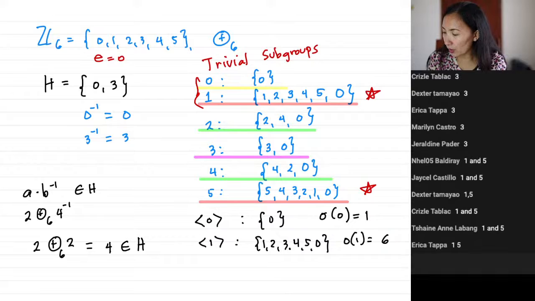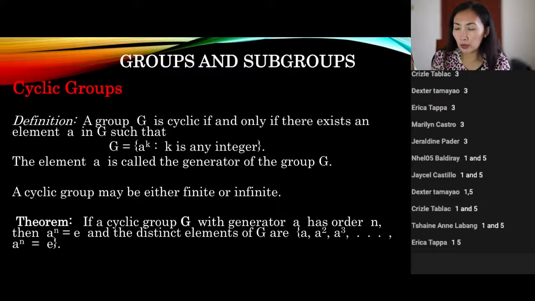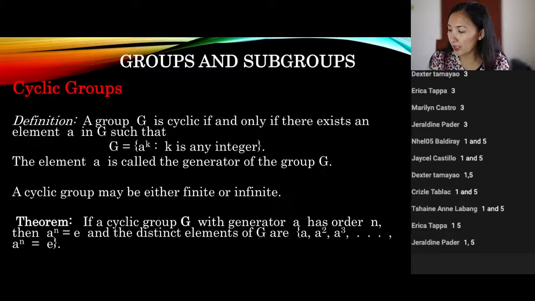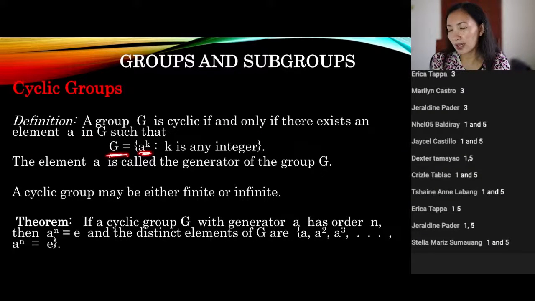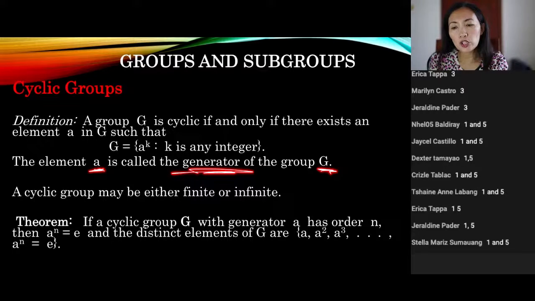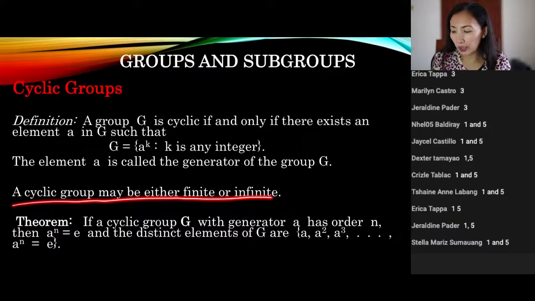Let's go back to that slide on cyclic group. Klaro yun? Klaro? Ayan. So, a group G is cyclic if and only if there exists an element A in G such that G could be obtained by A raised to K, where K is any integer. So, an example is Z sub 6, additive group Z sub 6. Next, the element A is called the generator. So, if I would ask you what are the generators of Z sub 6? Which elements generate Z sub 6? The generators are, you said it, 1 and 5. A cyclic group may either be finite or infinite.